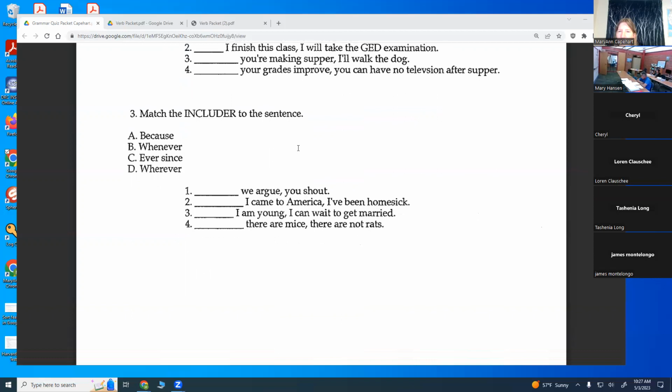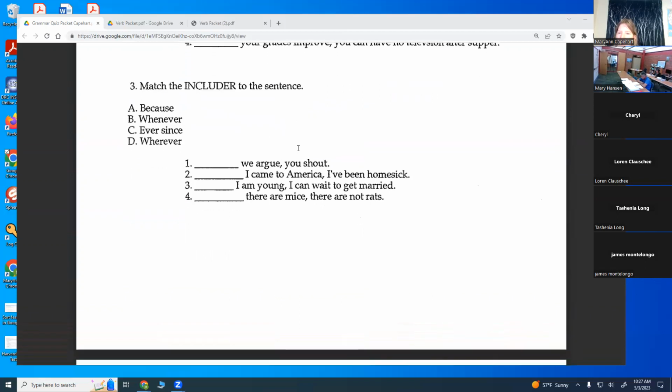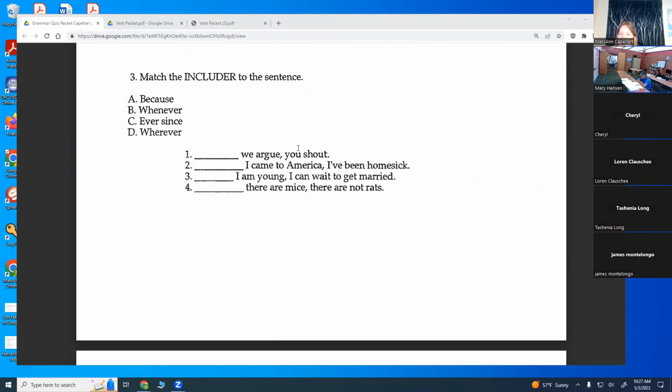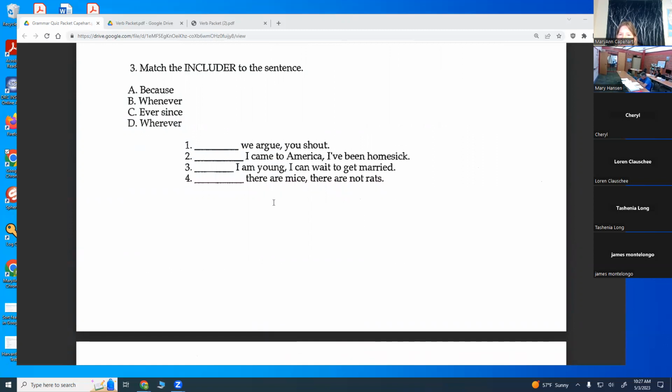How about this one? Good. Whenever we argue, you shout. Whenever I came to America, I've been homesick. Ever since I'm young, I can't wait to get married. Because I'm young, I can't wait to get married. Wherever, ever, since. Yeah, it's got to be because. It can't be whenever I'm young or wherever I'm young or ever since I'm young.